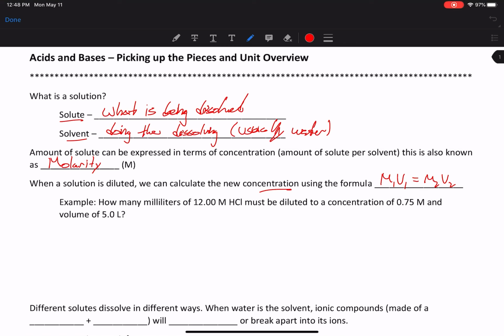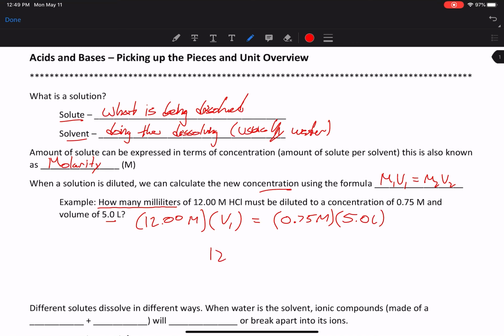So in our example problem here, it says how many milliliters of 12 molar hydrochloric acid must be diluted to a concentration of 0.75 molarity and a volume of 5. So we're going to plug in some of these numbers into the formula. So our initial molarity is 12, and it's asking how many milliliters, so our V1 is our unknown. This is equal to our new concentration, which is 0.75 molarity, and that's multiplied by the new volume, which is 5.